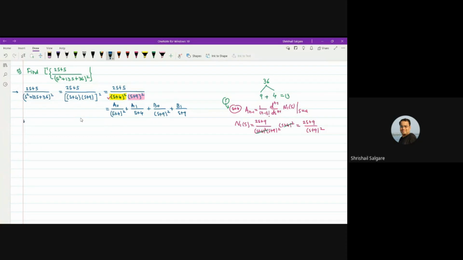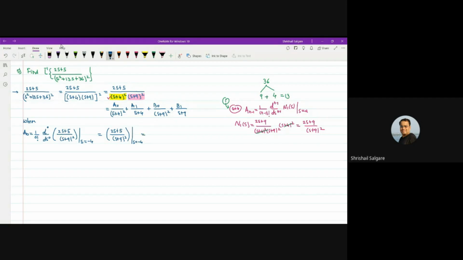Now, a naught is given by 1 upon 0 factorial into the 0th derivative of N1(s), which is (2s plus 5) divided by (s plus 9) bracket square. Yes, the numerator is 2s plus 5. This is the original function, (2s plus 5) divided by (s plus 9) bracket square, and we take the value of the function at s equal to -4.